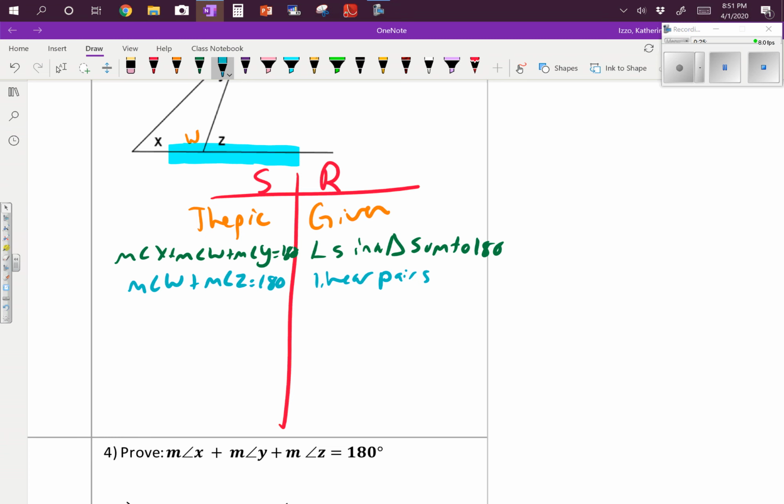Doesn't matter. Okay, now I have two things equaling 180. Because I have two things equaling 180, I can put those together into one big thing. So measure angle X plus measure angle W plus measure angle Y equals measure angle W plus measure angle Z. We call that substitution if you're putting it all in one big, long equation.